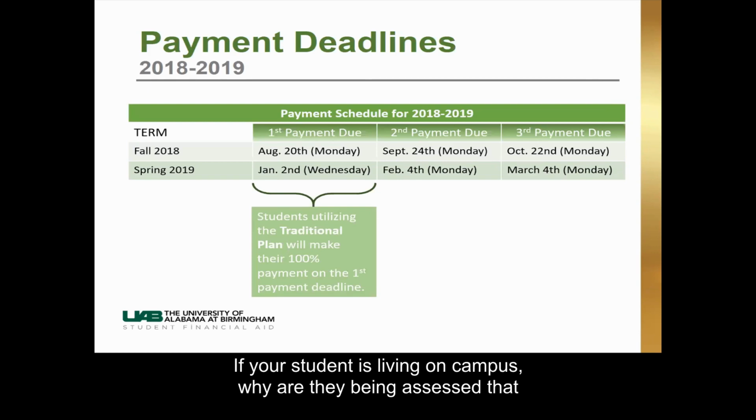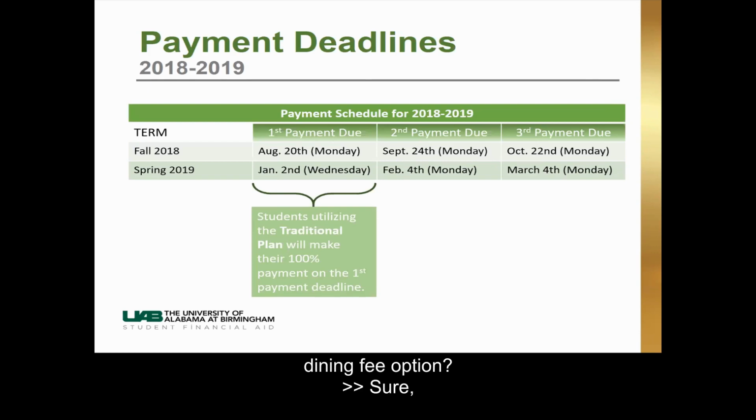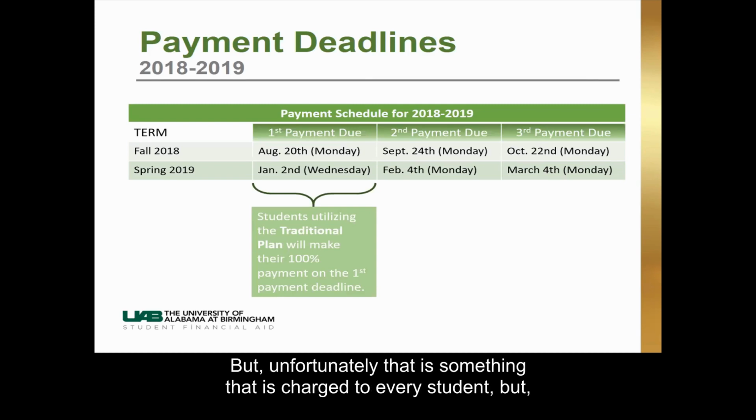Here's one, this is going back to that $225 dining fee that we were discussing earlier. If your student isn't living on campus, why are they being assessed that particular dining fee option? Again, the dining fee is charged to all full-time students, regardless of whether they're living on campus or not. Should there be an option? I can't really answer that because I don't get to make those decisions. But unfortunately, that is something that is charged to every student.